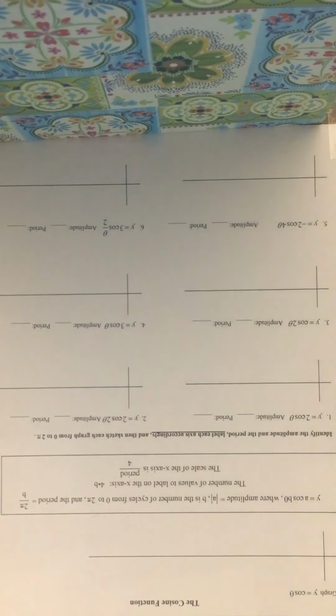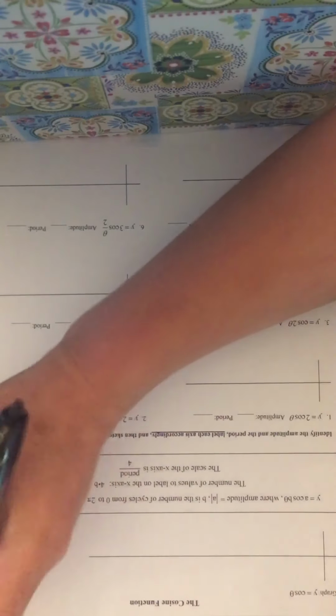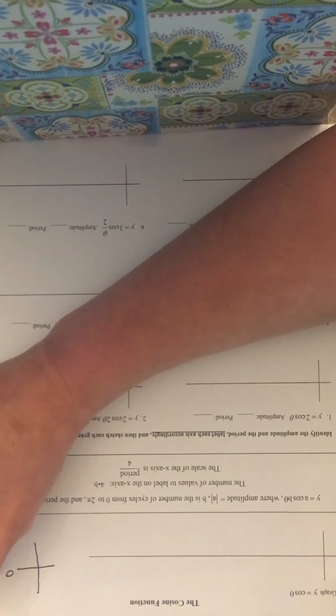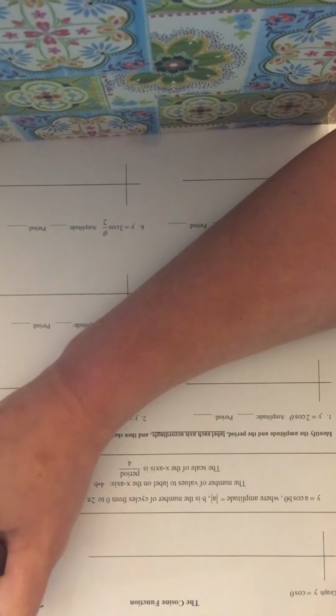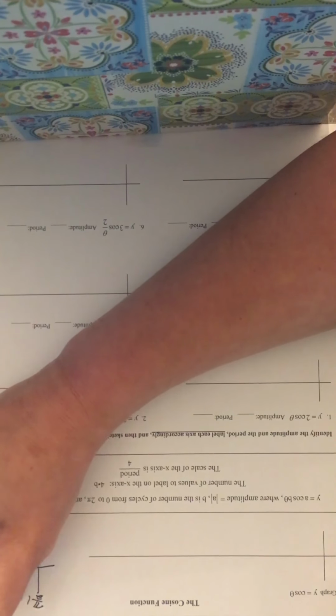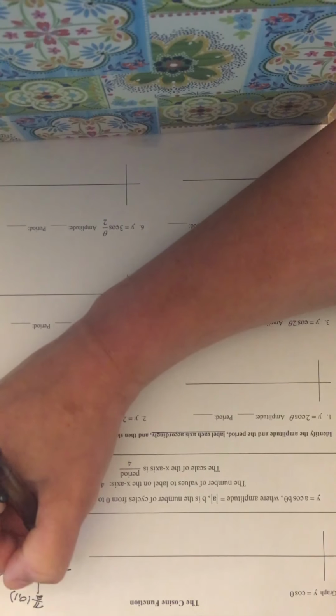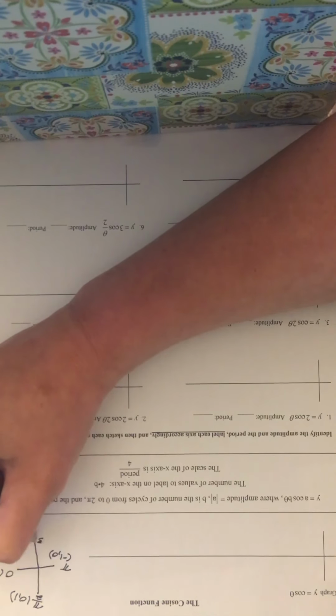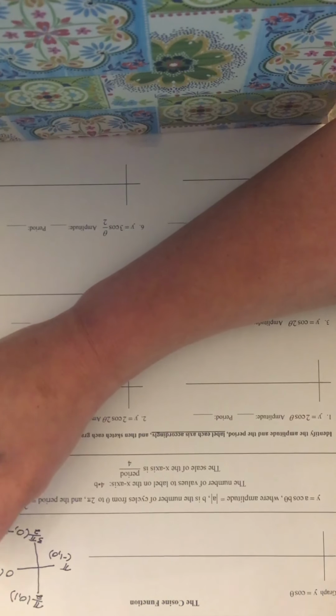Today we're going to be graphing a cosine function. First thing we need to do is look at the unit circle. Remember right here at 0 radians, the point is 1, 0. At pi halves radians, the point is 0, 1. At pi radians, our point is -1, 0. And at 3 pi over 2 radians, our point is 0, -1.